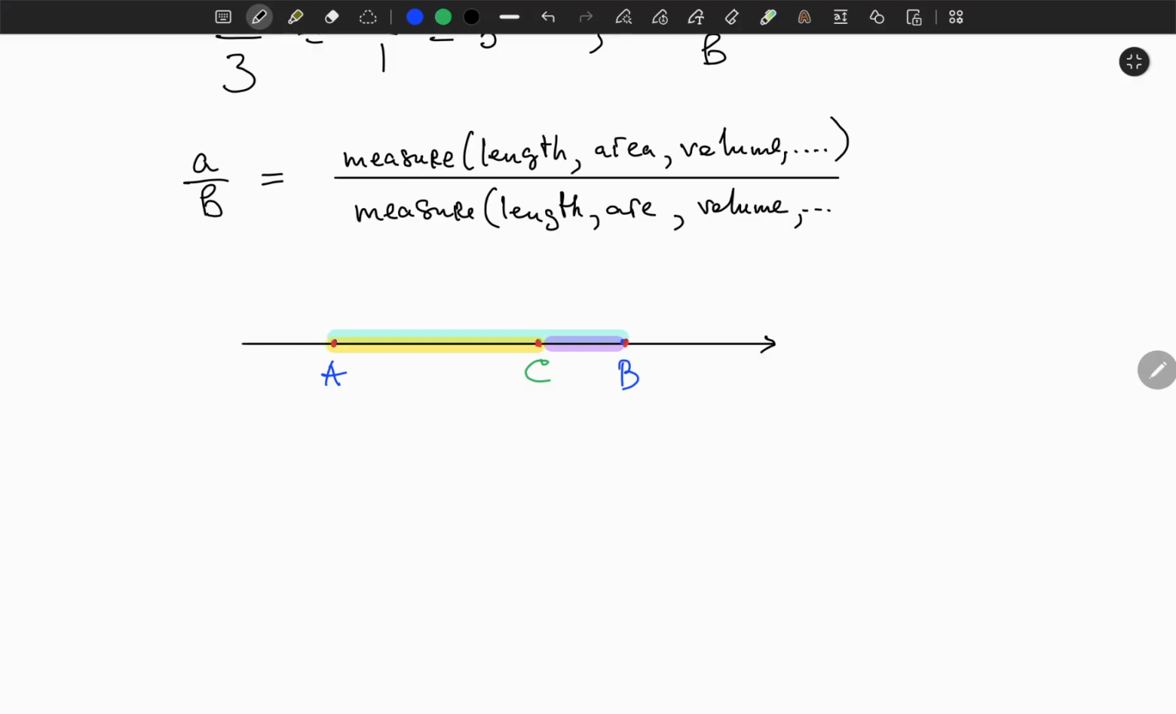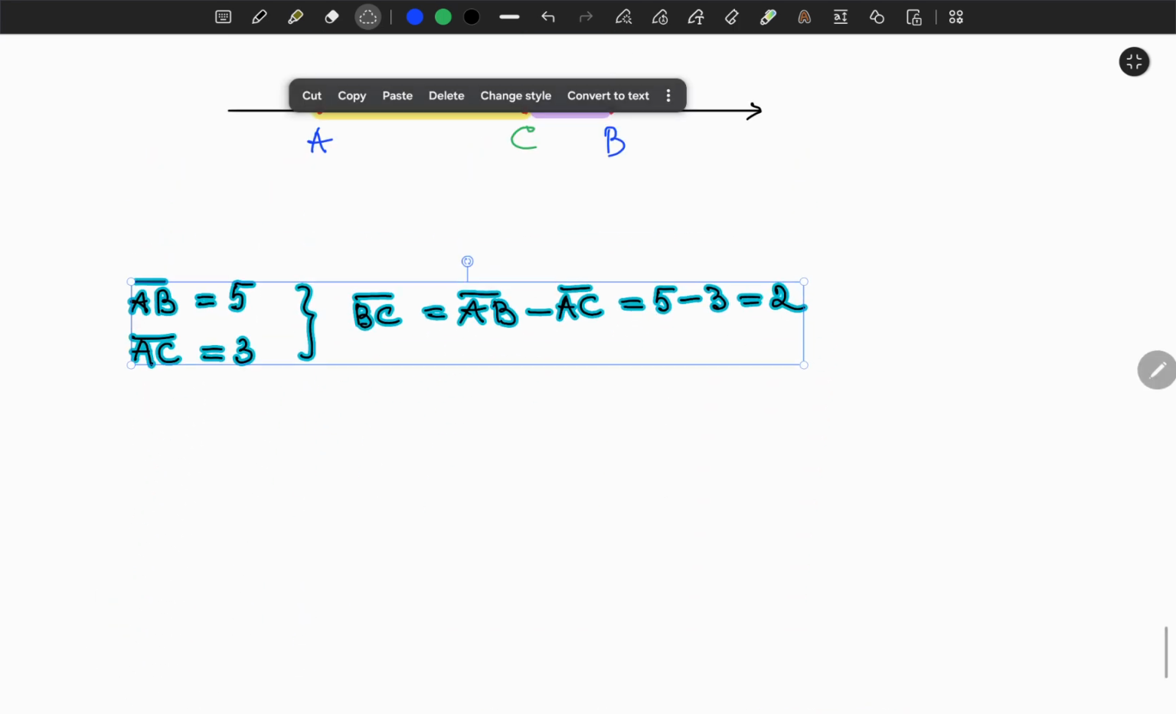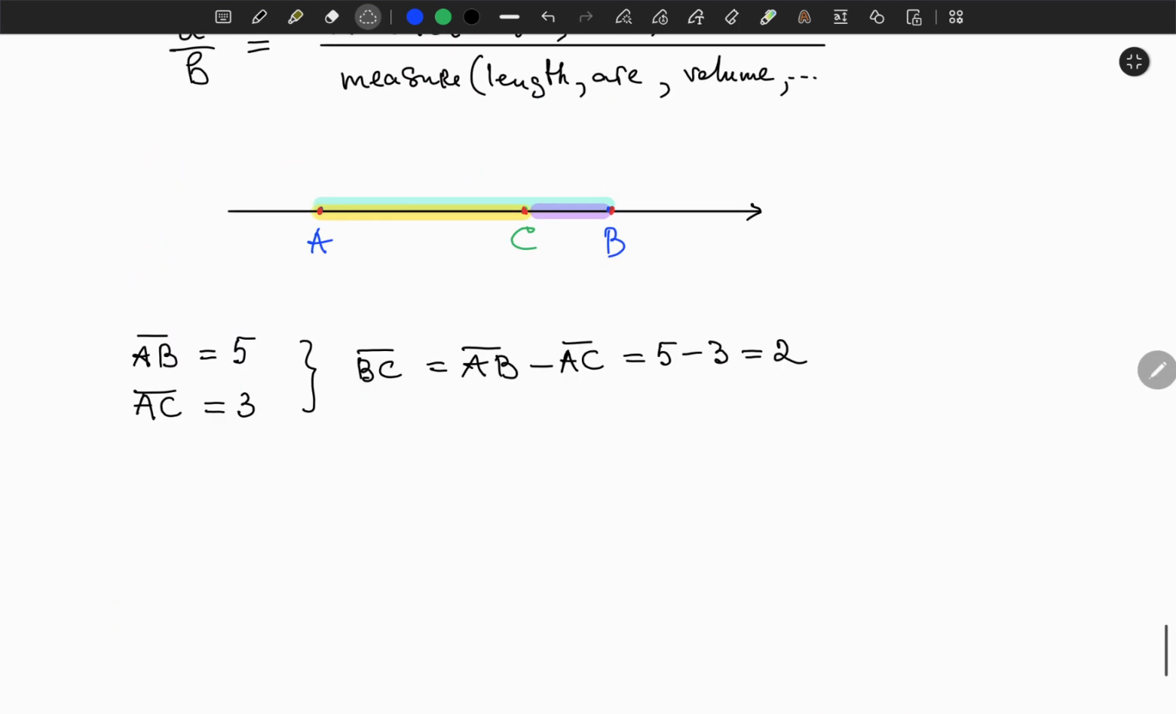Now we can take the straightedge and measure these lengths, of course. Let's suppose we measured and found AB is 5 and AC is 3. Then by the subtraction law we can figure out BC, which is 2. 5 minus 3 is 2.